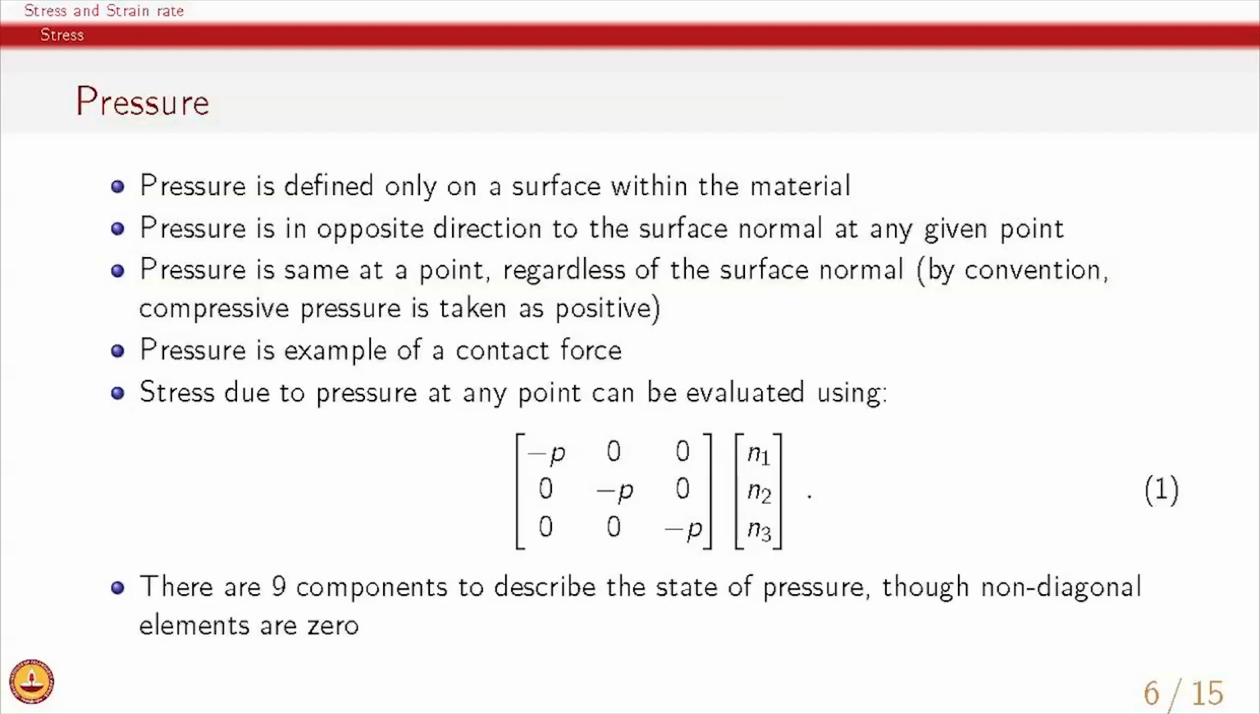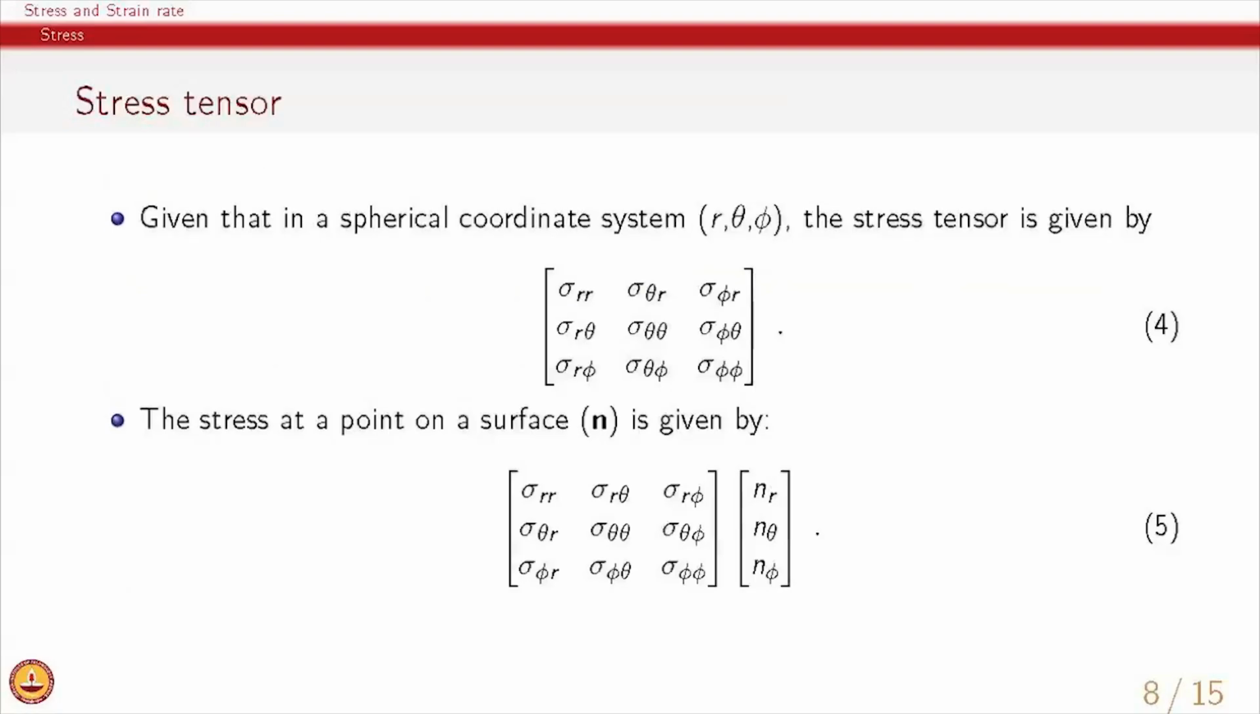What we will see is in a stress, when we want to specify the general state of contact forces in the material, all the 9 components might be non-zero. So let us proceed further and then discuss what is called the stress tensor. So as I said, contact force can be specified using similar matrix notation.